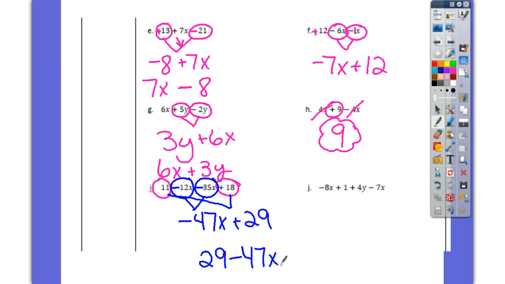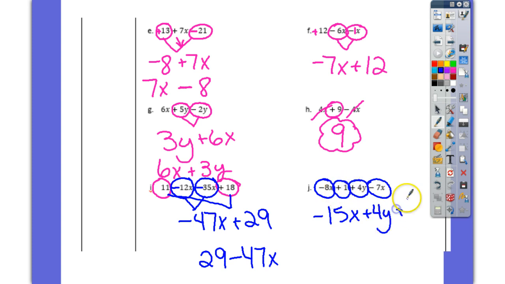All right, one left on this page. Jay, hold up your answer. All right, on this one, I can put together my negative 8x and my negative 7x, that gives me a negative 15x. I can't do anything with this 4y, because there's no other terms. And then my plus 1.